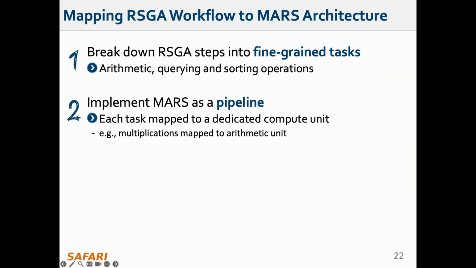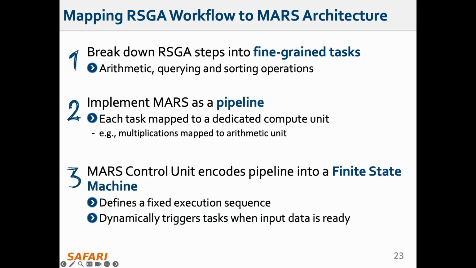So for example, if there's a multiplication step, it would then be mapped to the arithmetic units in the DRAM. And last but not least, we ensure that the Mars control unit encodes this pipeline to a finite state machine and defines the fixed execution sequence and then dynamically triggers the task as soon as the input is ready.